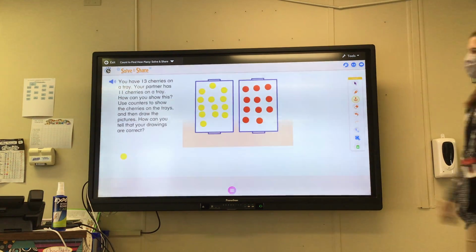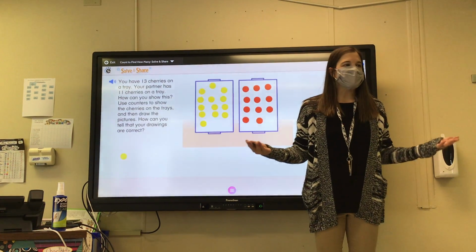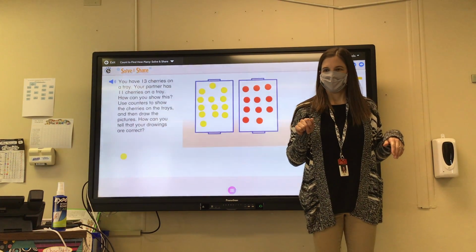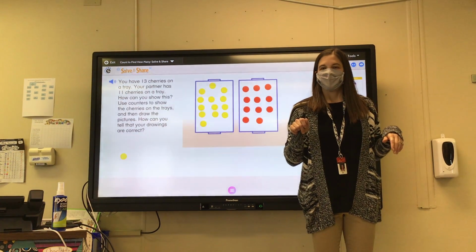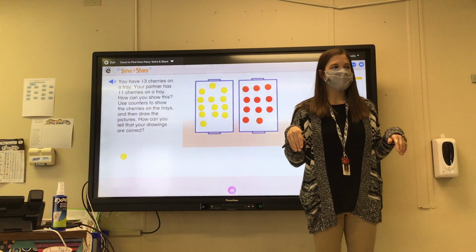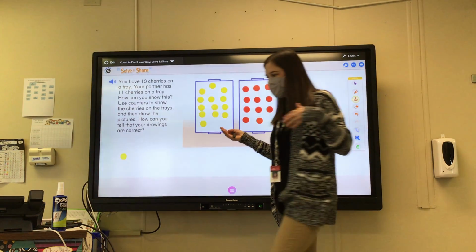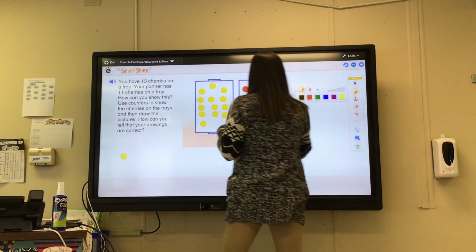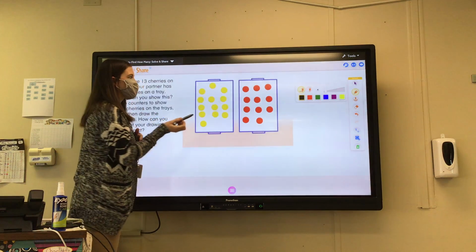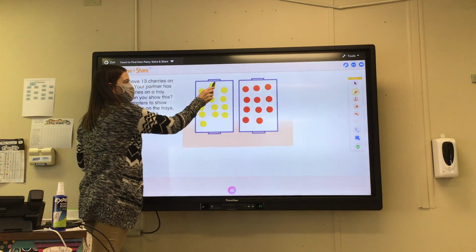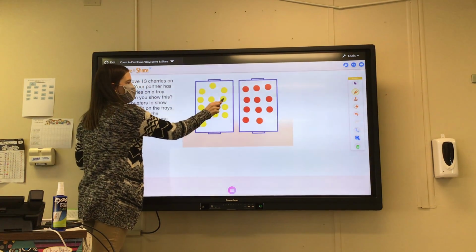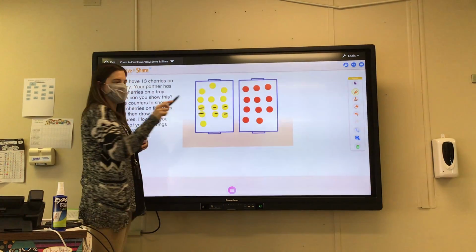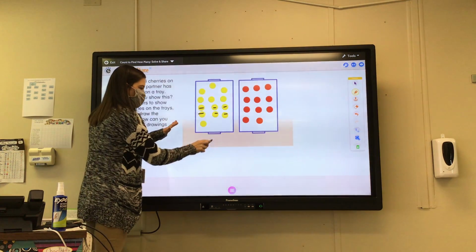So now, how can you tell that your drawings are correct? You counted them, you drew them. You can also recheck to make sure that you drew the correct number. So we can count this first tray. 1, 2, 3, 4, 5, 6, 7, 8, 9, 10, 11, 12, 13. I have 13 on this tray, right?